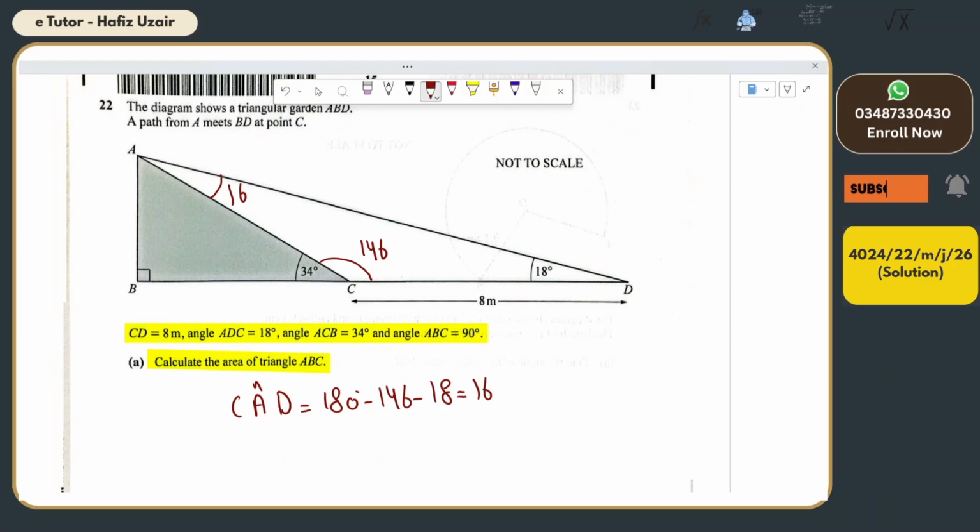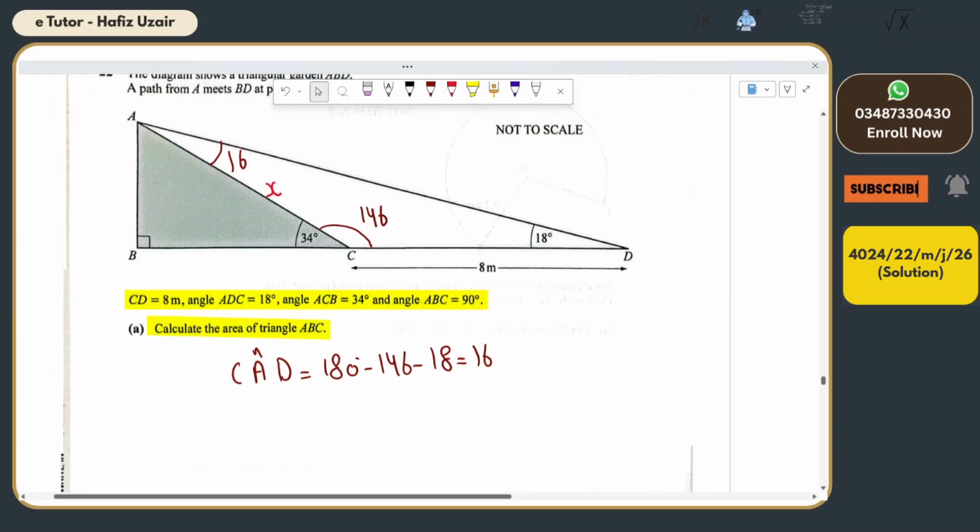Now you can check that you have an angle and opposite side pair. When you have an angle and opposite side pair, you can use the sine rule easily. Which side do we need to find? We need to find this side. Let's say this side is x. Okay, so now we can use the sine rule.